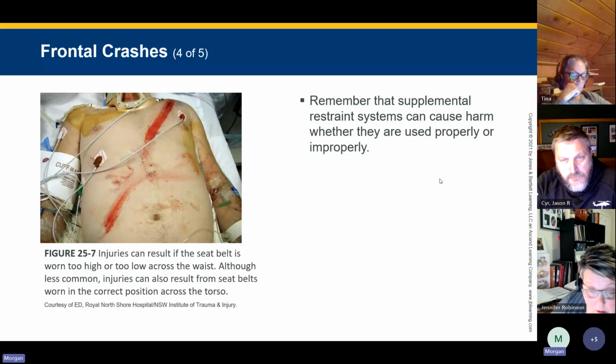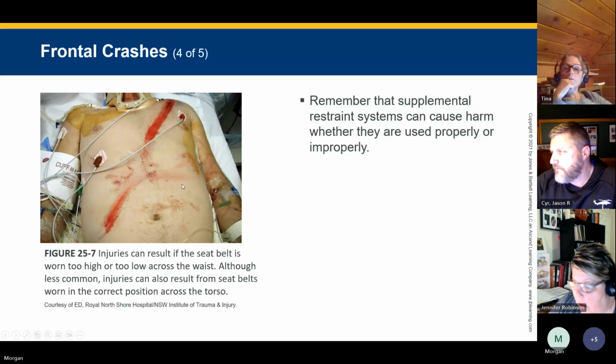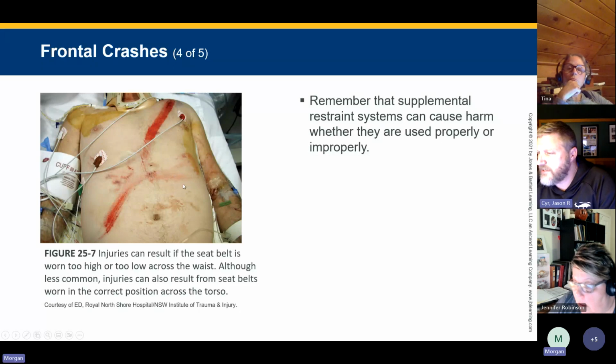So this picture shows an improperly placed seatbelt. Do you see how it comes down over his shoulder? This was the driver, right? Yeah. He did not have his seatbelt over his legs or his hips, he had it over his belly, and so that's like this. Do you see my mouse? Yes, we can see your mouse.